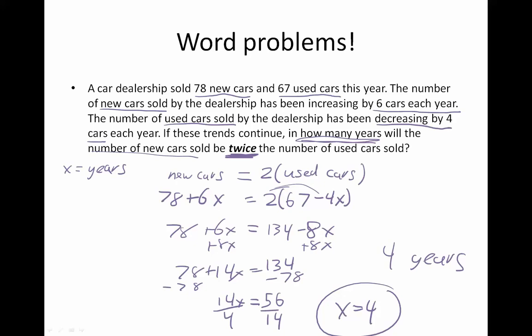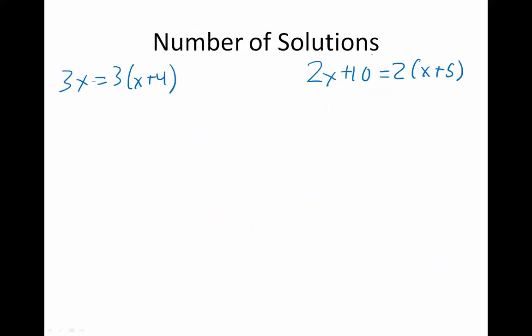All right, but let's do our last set of examples. The last set of examples talks about the number of solutions. Anytime you get x equals a number, right here, that means that there's one solution. So everything we've done thus far has had one solution. But as it turns out, we can actually have equations that are different. So let's solve those and see what happens.